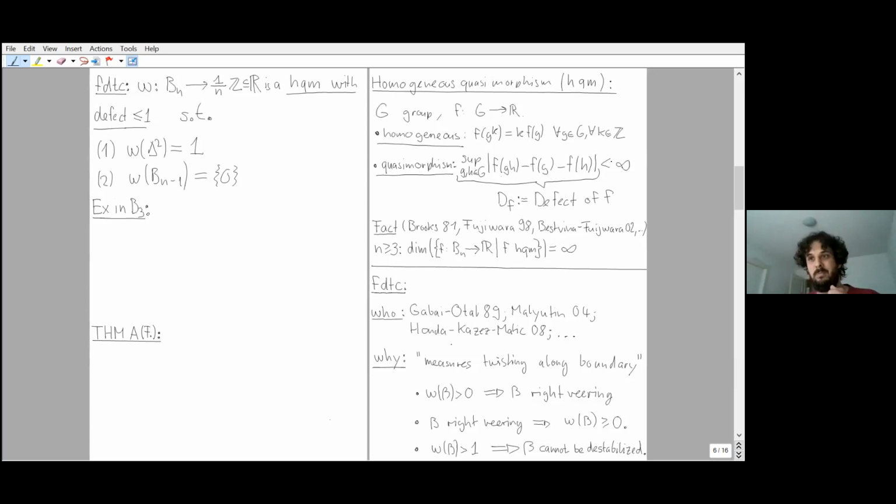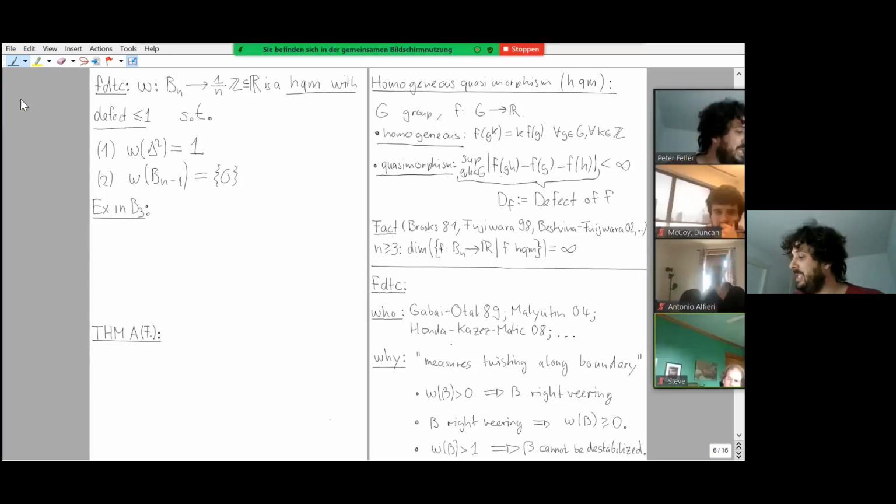If it was 0, that's a group homomorphism. If it's bounded, we're talking about the quasimorphism. And I give this quantity a name. It's D of F. It's the defect of F.